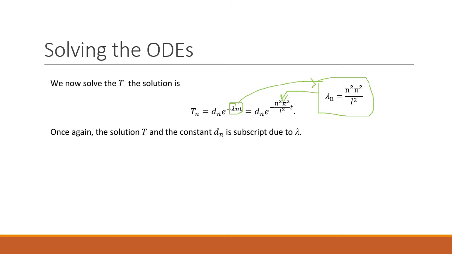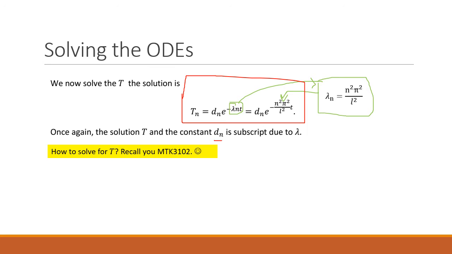Tapi persoalannya macam mana awak dapat solution ini. So macam mana you obtain this one? Okay, so yang ni kenapa Dn? Okay, macam biasa, because Dn is dependent on n, so that's why it is subscript, due to lambda, because lambda kita depends on n modes. Nilai n lah. Okay, so how to solve for T?